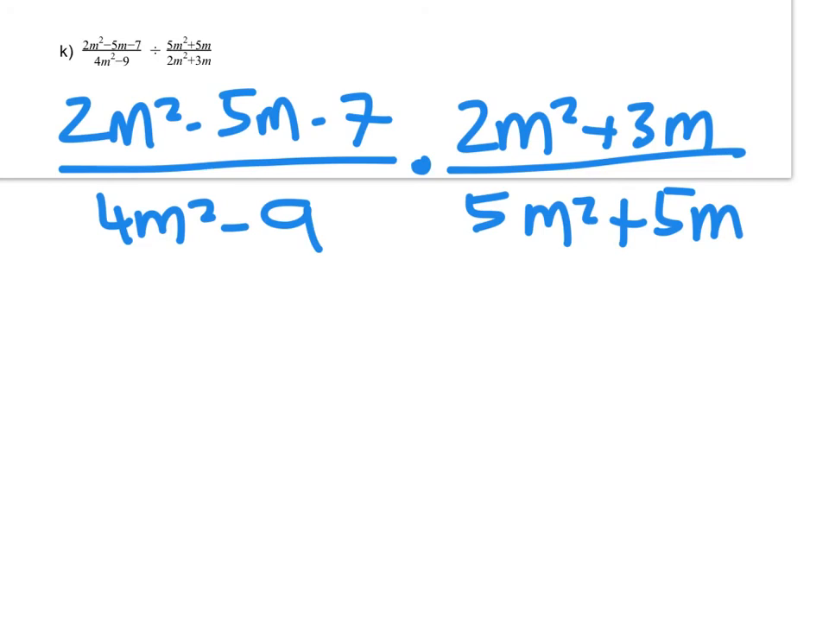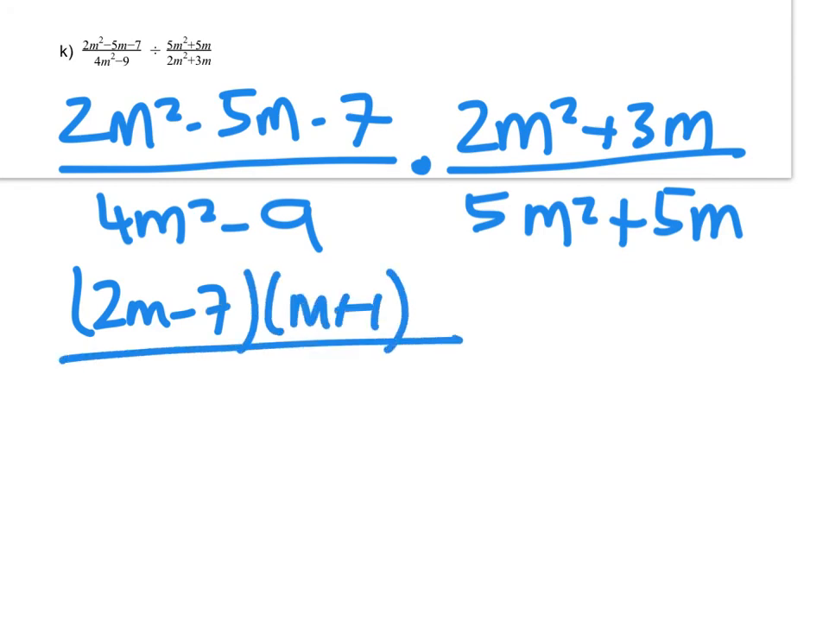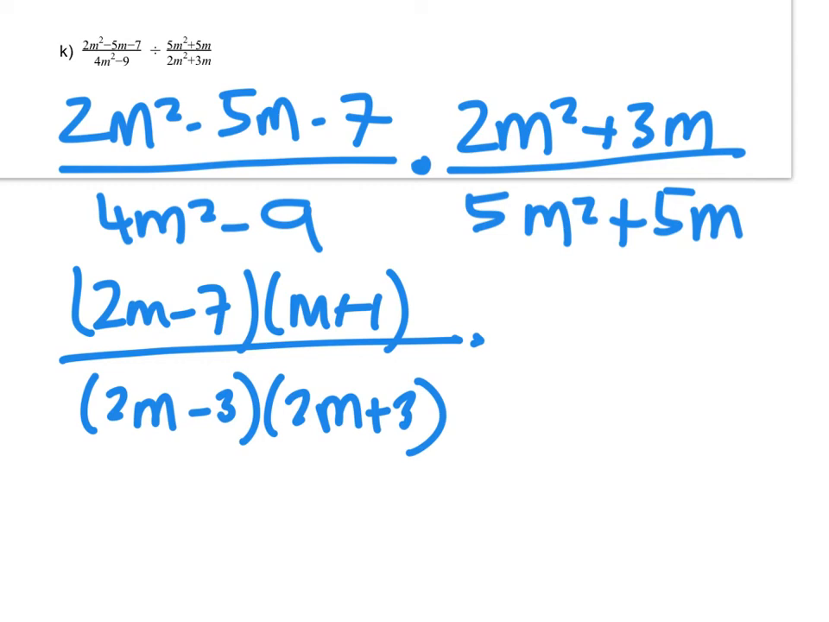So, going through the process, I'm not going to spend too much time on it, but if you look at the 2m squared minus 5m minus 7, when you factor that, what do you think you're going to get? Your answer should be 2m minus 7 times m plus 1. Now for the bottom, using the law we used before, it's something squared minus something squared. So it's 2m squared minus 3 squared, which factors into 2m minus 3, 2m plus 3.